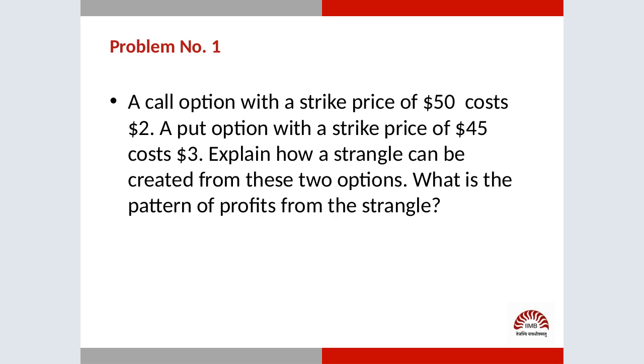Let's look at some examples before we move on to the next bit, which is the pricing bar. So you have a call option that costs you $2, a put option with a strike price of 50, a put option with a strike price of 45 costs you $3. So what happens when you create a strangle? What is your total premium? When you create a strangle on this, what is the total premium that you pay?